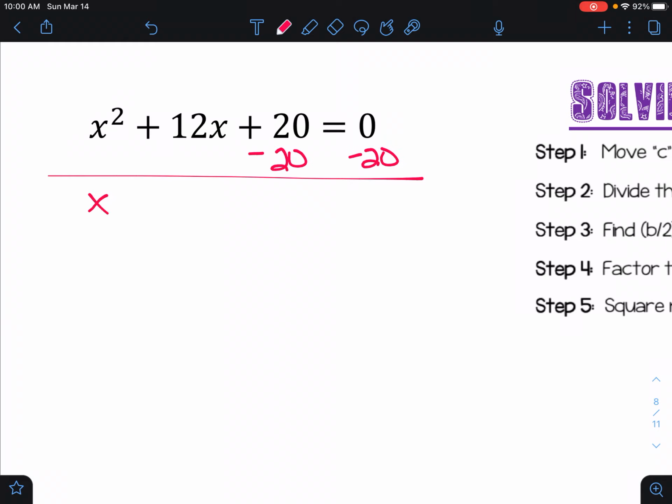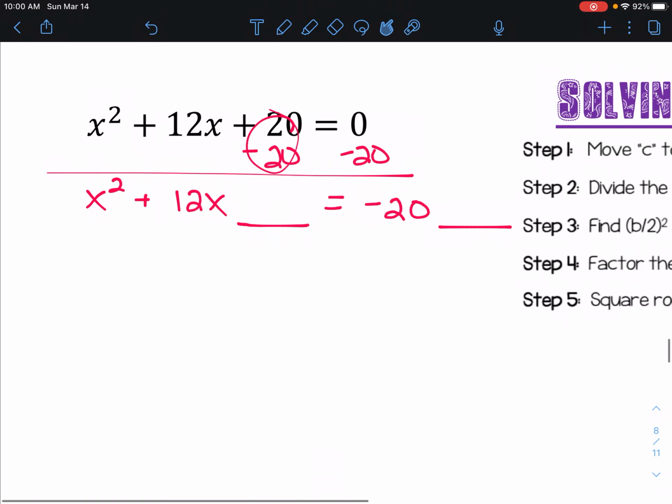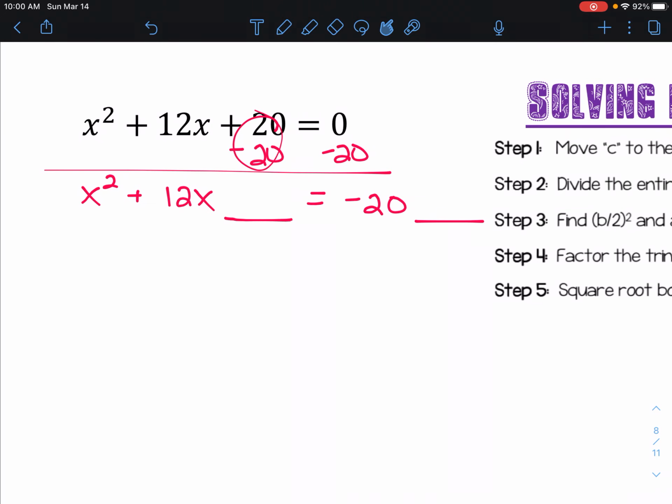Okay, we have x squared plus 12x. These cancel out. Now I'm going to have to complete the square. So I'm going to leave a space there because I'll want to complete the square. When I complete the square, I'm also going to have to add that same thing on the other side. So keep that in mind. That's why I like to draw the blank on both sides so I don't forget. So now I'm going to complete the square.